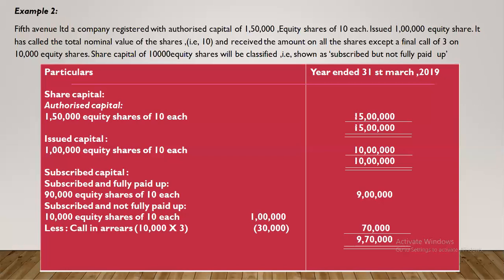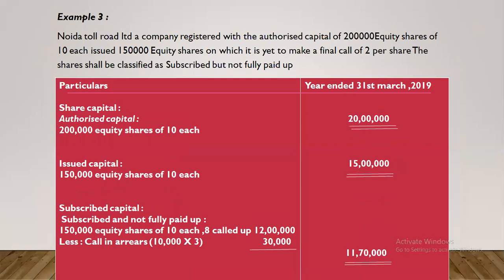Now we'll see another example. In this question also you will see the total authorized capital is 2 lakh shares of rupees 10 each. So authorized capital will become 20 lakh, 2 lakh shares into 10. Issued capital is 1,50,000 shares. So issued capital will be 1,50,000 into 10, 15 lakh. On which it is yet to make a final call of rupees 2 per share.